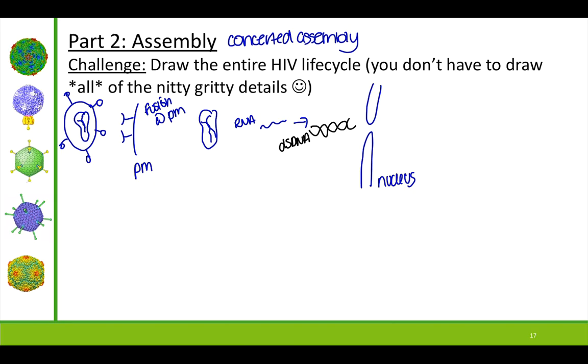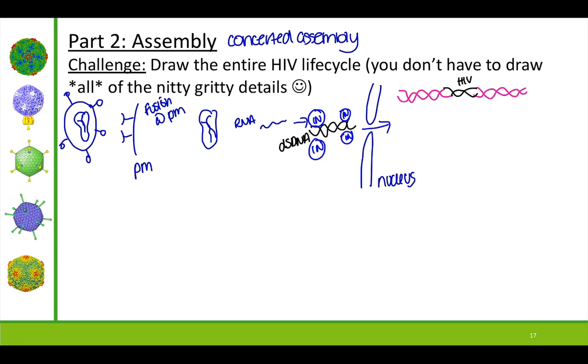And that's going to come along with our integrase. So we have that integration complex that forms. That then gets shuffled into the nucleus. So let's go ahead and make our host DNA. We'll make it pink. That integrase complex is going to integrate the HIV genome. So here is our HIV genome integrated.